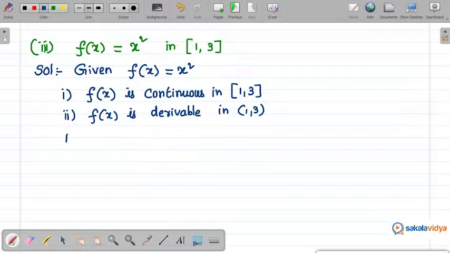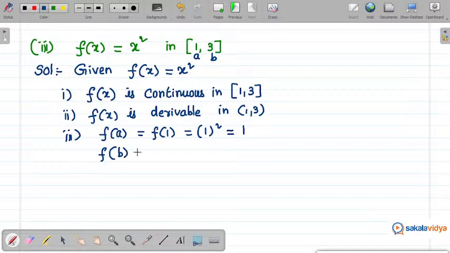So that means third condition. What is the third condition? For example, this is a, this is b, f of a, f of b, we need to check. f of a means f of 1 equals 1 square, so you have 1. Let us find f of b means f of 3, substitute 3 in f of x equals x square, you get 3 square equals 9. So what do you observe? 1 does not equal 9. So f of 1 does not equal f of 3.